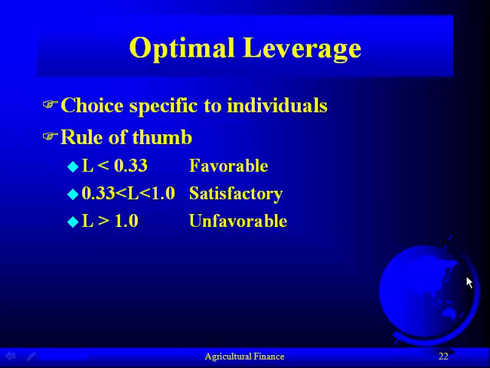Obviously, different industries have different ratios depending on how much risk is associated with it. Some farms that are very dependent on government programs, where there's not much risk, can probably take on more debt, whereas if they're subject to the full effect of the market, they probably have less.